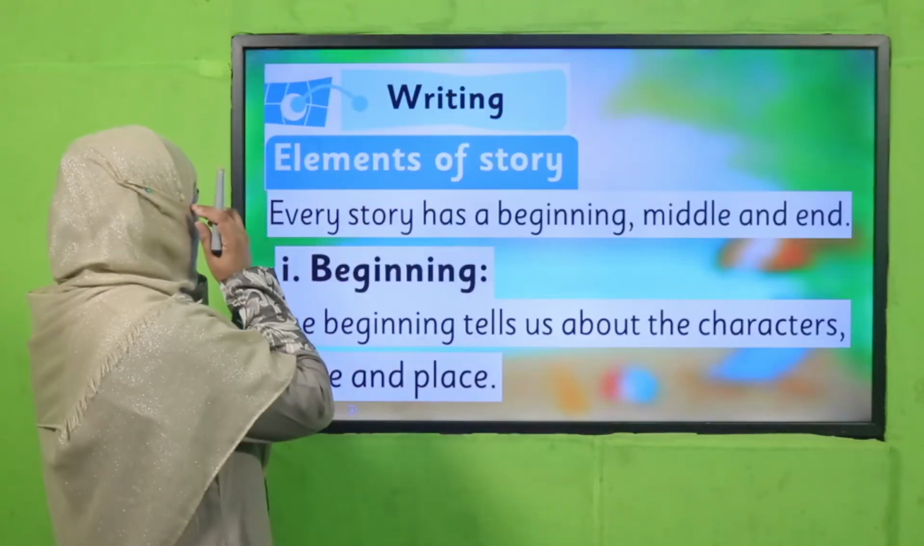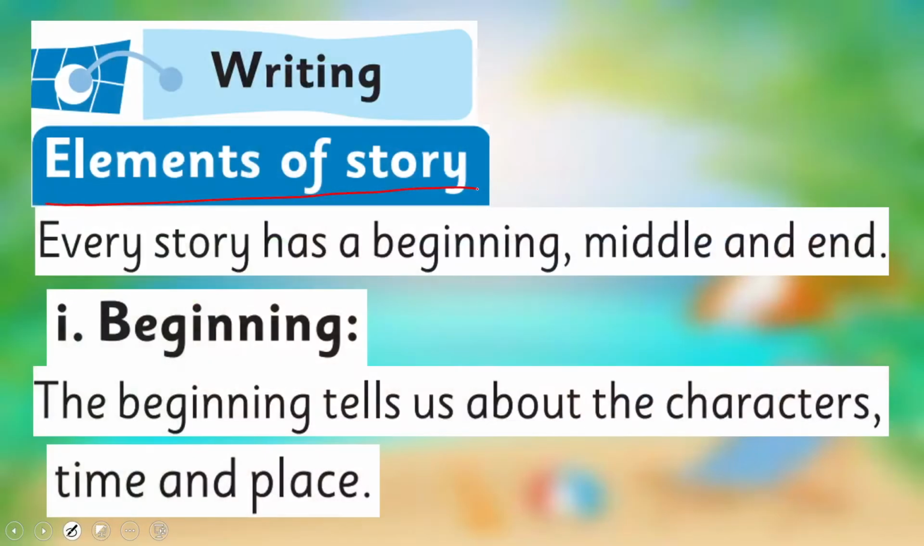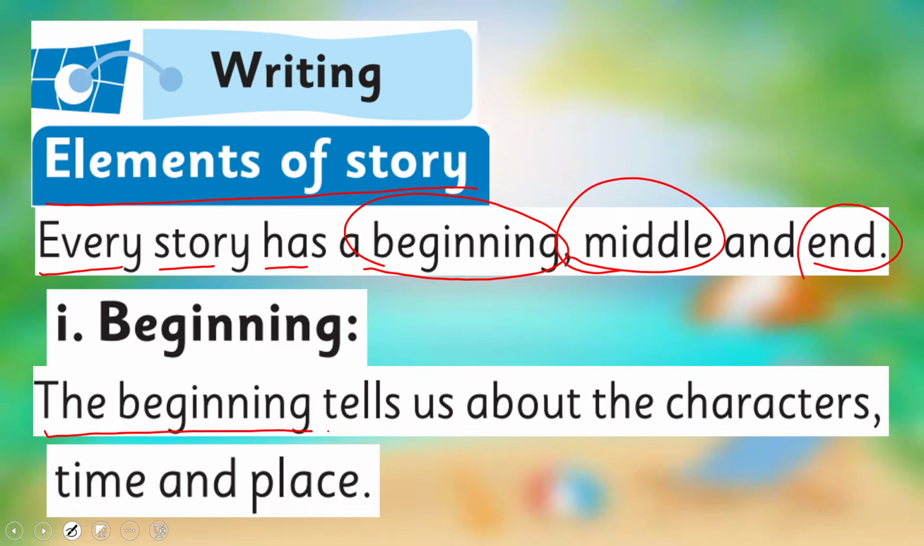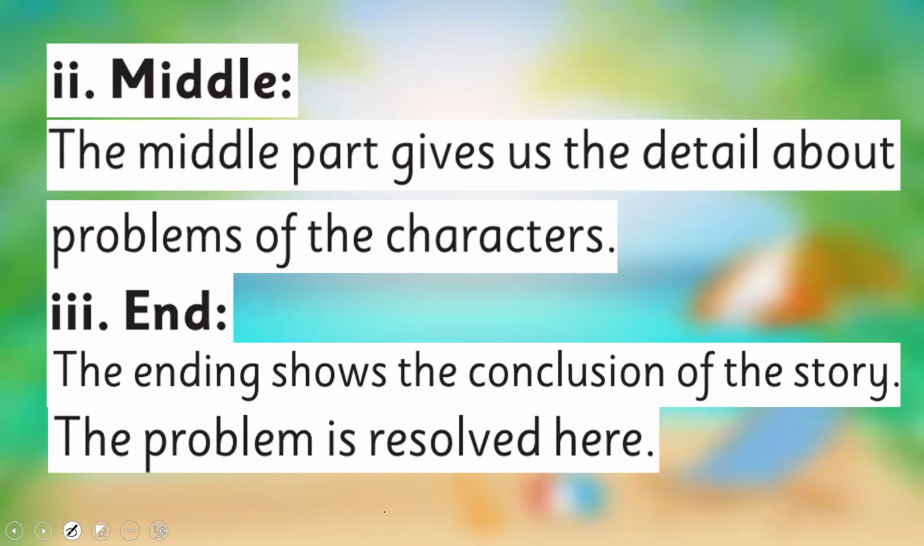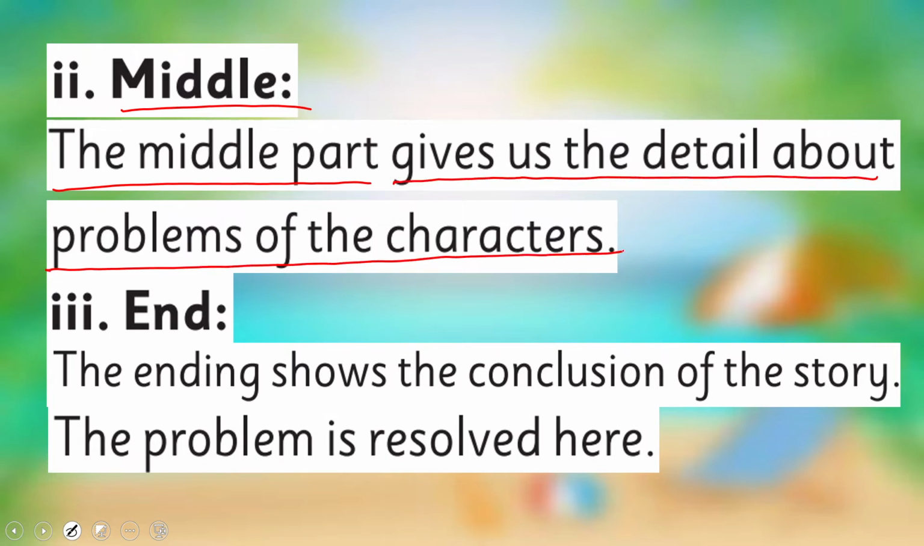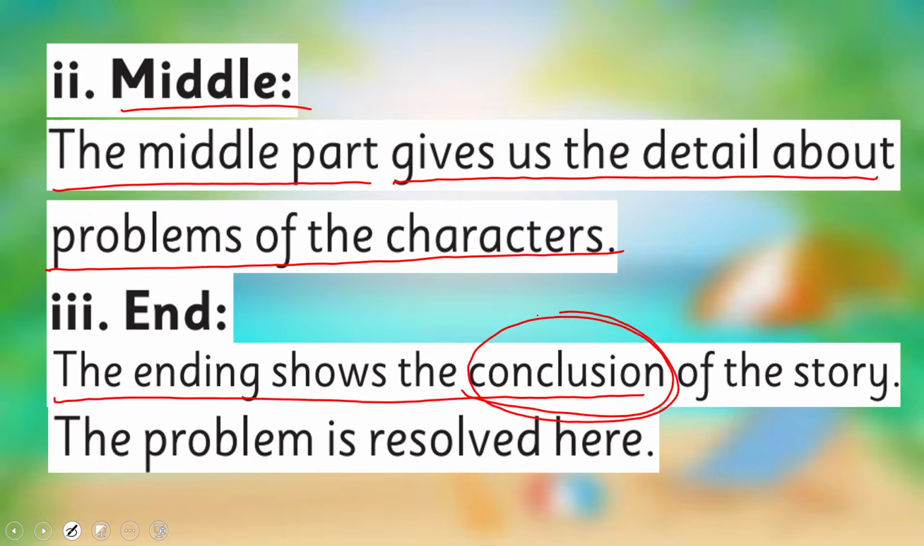So first, let's see what your book says about it. Elements of a story. Every story has a beginning, middle, and end. The beginning tells us about the characters, time, and place. The middle part gives us the details about the problems of the characters, and the ending shows the conclusion, meaning where we close the story, the problem is resolved here, right? This is how we write a story.